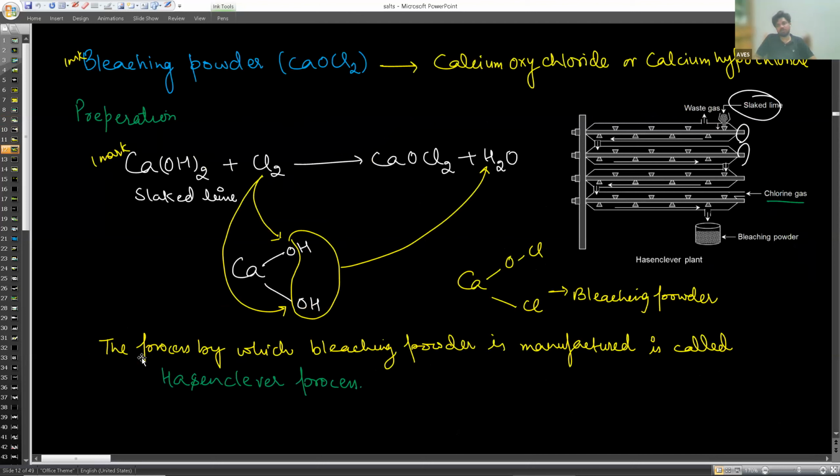Now note down the next salt, which is bleaching powder. Have we done bleaching powder? I think we have done that also. Yes, we have done bleaching powder. So how can we prepare bleaching powder? Tell me how we can prepare bleaching powder.